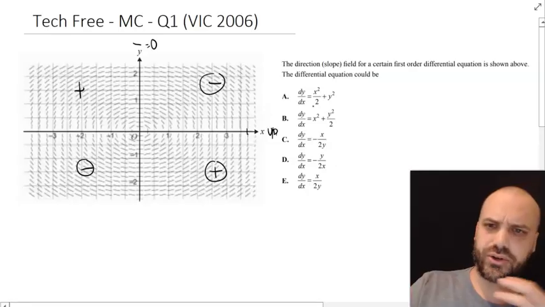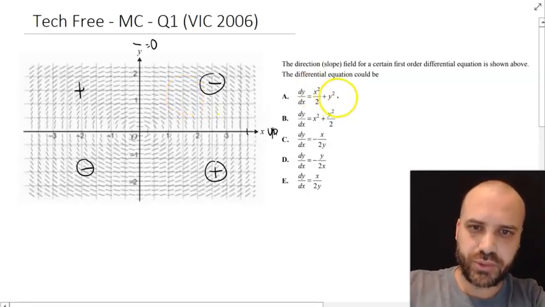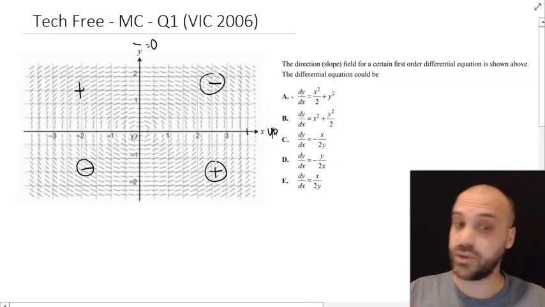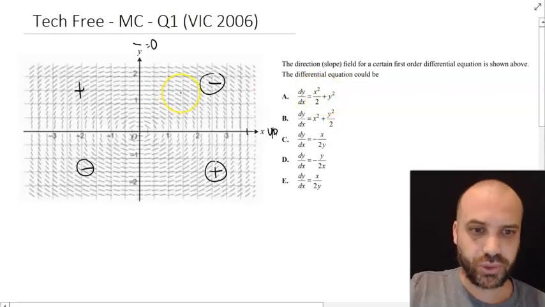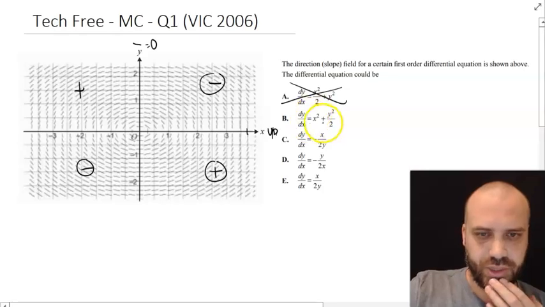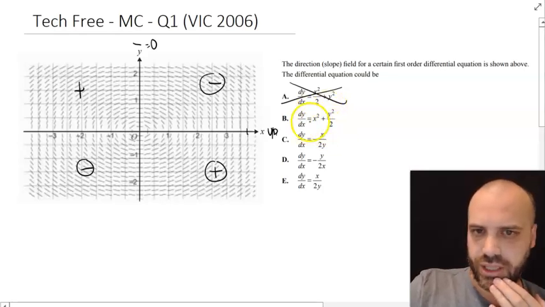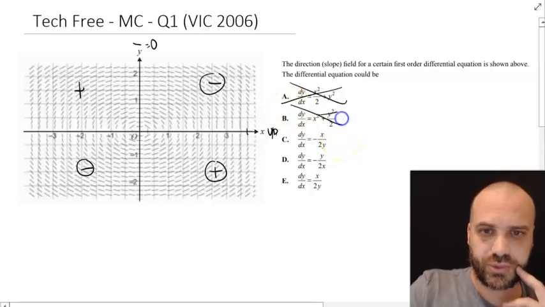Let's focus on, say, quadrant 1 for now, right? If x was positive and y was positive, would A result in a negative or a positive gradient? Positive squared over 2 plus a positive squared, that would be a positive gradient. But I'm looking for a negative gradient. Okay, so that doesn't work. What about this one? X squared plus y squared over 2. A positive plus a positive over 2, that's going to be positive, so that doesn't work either.